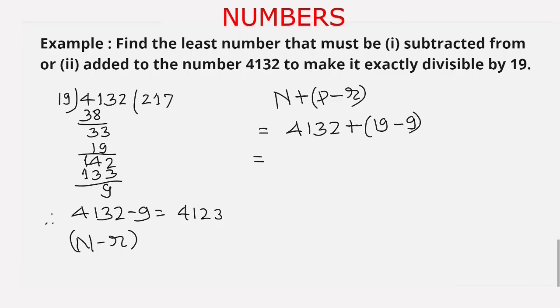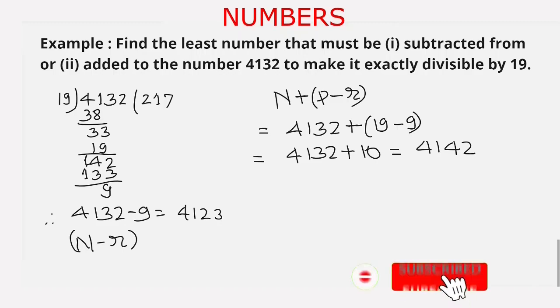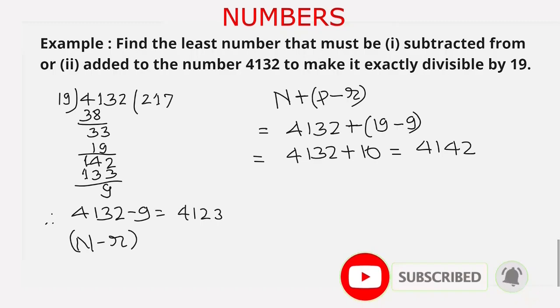This is equal to 4132 plus 10. This is equal to 4142. Thus, the minimum number which we have to add to 4132 is 10. And on adding we get 4142, which is completely divisible by 19. This way we can solve such type of questions.